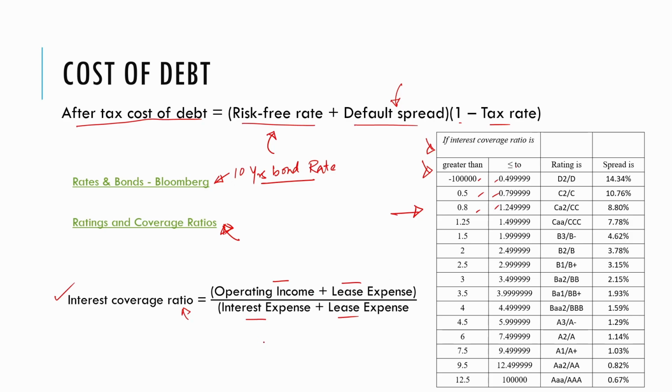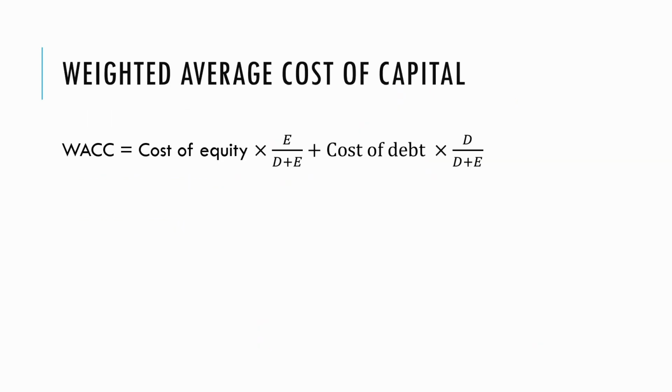So suppose you are finding your interest coverage ratio is 6.5, for example. So this is lying in this particular range. So you will pick this range. And what is the spread? Spread is 1.14%. So your default spread will be 1.14%. And tax rate, of course, you will take some average tax rate that we will also see after some time in some subsequent videos. How to calculate the tax rate or how to assume that is not a very big deal. So that is how you will calculate the cost of debt.